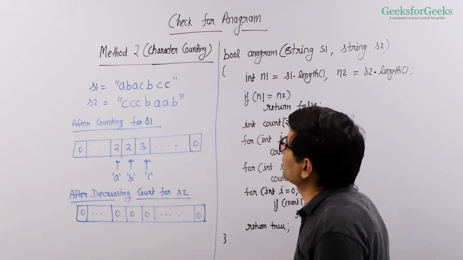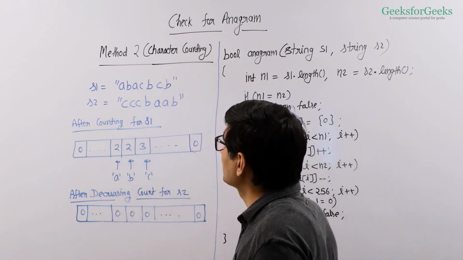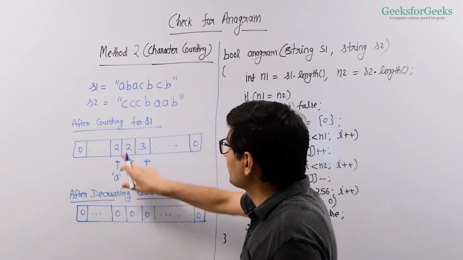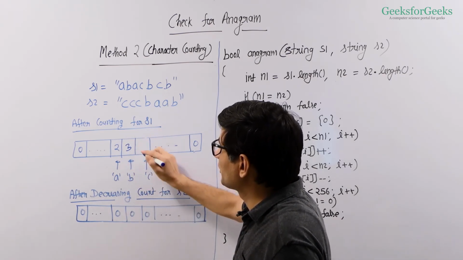Let's modify the example slightly. Let's say we had a B here. So what will happen in this case? The count of B is 3. So we will have 3 here, and count of C is 2. So we'll have 2 here.